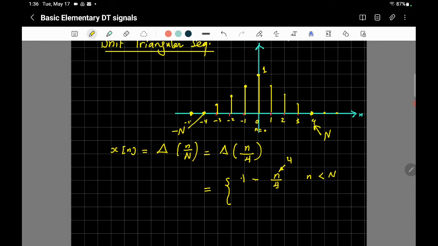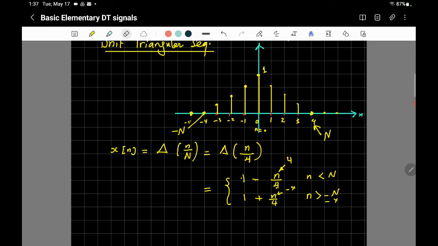That's when n is positive. What about the negative side? If you have n greater than negative N, which means greater than negative 4, what do you think? Should it be written like that? Well, let's see. If you have n equal 0, 0 over 4 is 0, 1 plus 0 is 1, that's right. What about if you have n equal to negative 4? Negative 4 over 4 is negative 1, plus 1 is equal to 0, that's right.